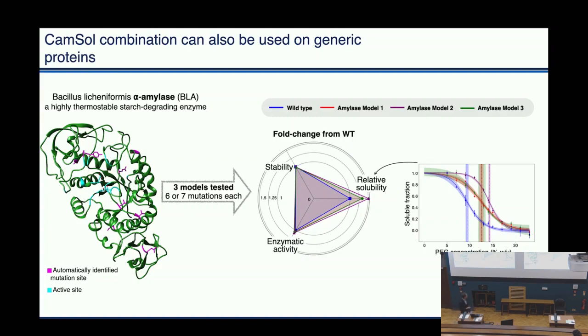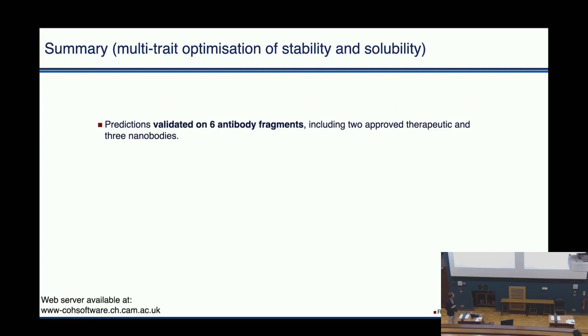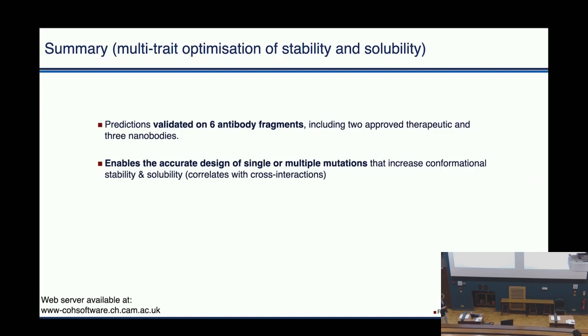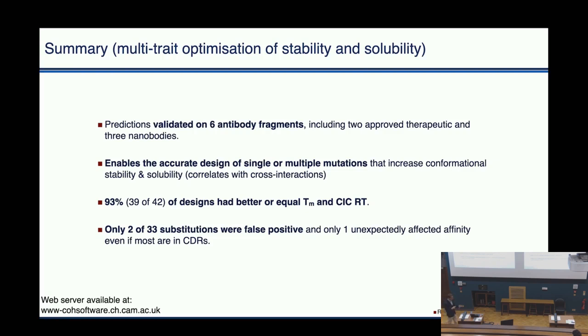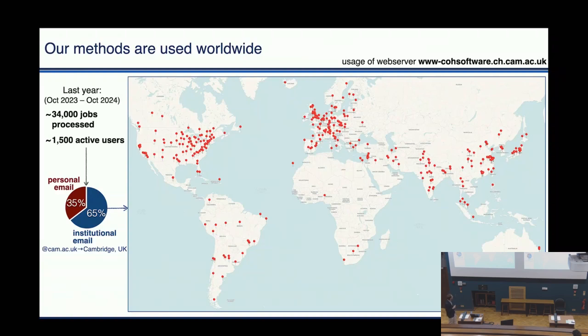So to wrap up this other story of multi-trait optimization, I guess we validated this with 1 enzyme and then 6 antibody fragments. We find that we can accurately design single or multiple mutation. We find a very high success rate, or a very low failure rate, if you want. And again, I didn't show this data, but only 2 of 33 substitutions we did in the antibodies affected the binding to the antigen. So again, this is critically multi-trait optimization. You don't want to improve solubility and stability by changing affinity.